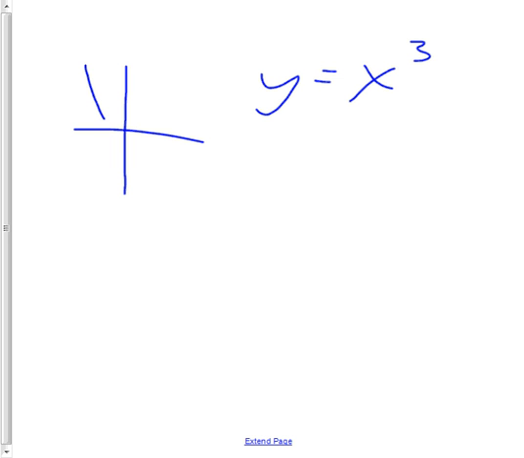You knew this one, and you knew this one, and you knew this one. Notice they all go through the point (1, 1), by the way. And y equals x to the third. Do you think that'll go through (1, 1)? Yeah, because if I stick in a 1 here, wouldn't it give me a 1? Yep, so it goes through the point (1, 1). But it looks totally different.